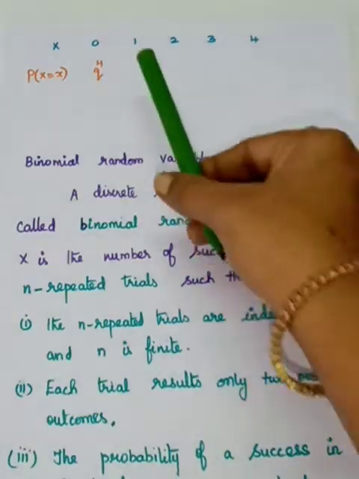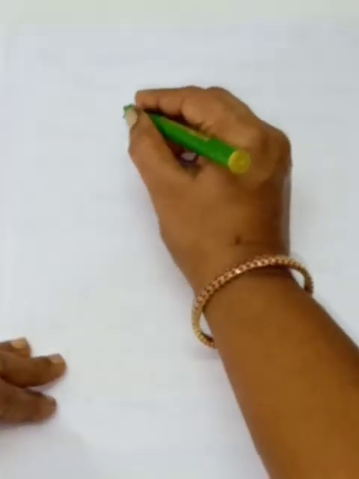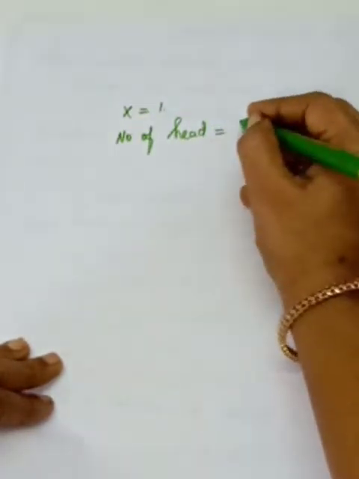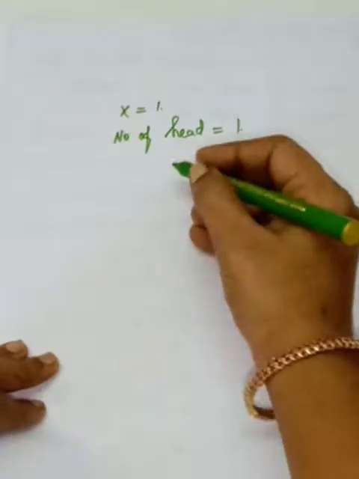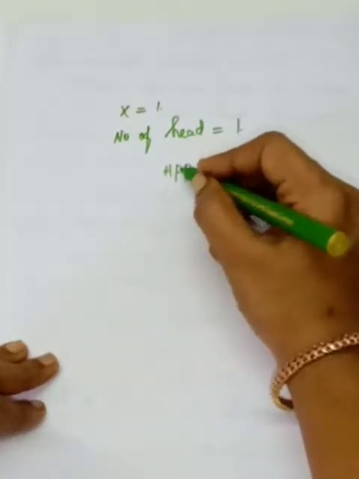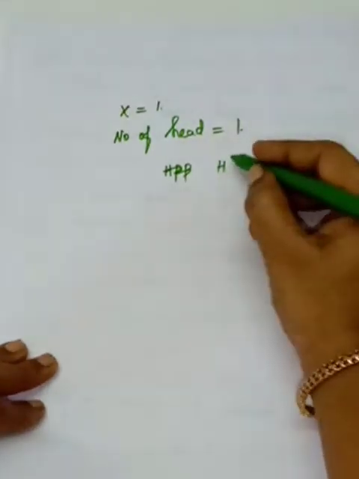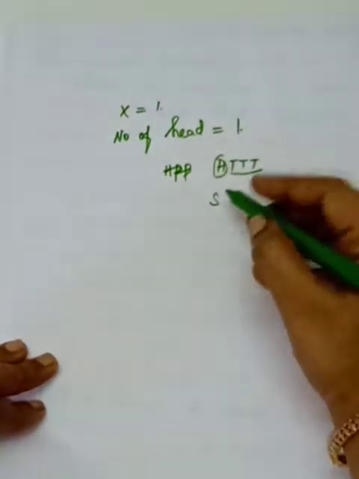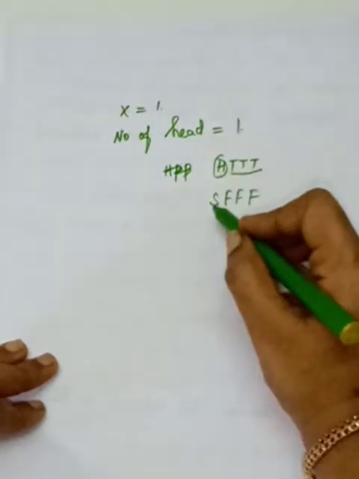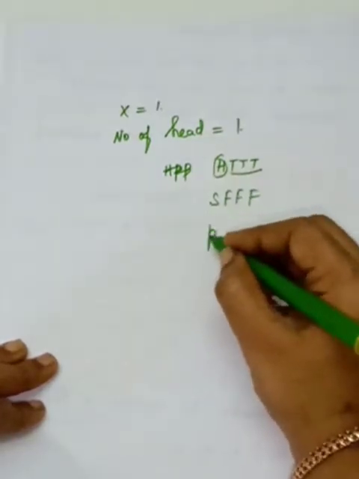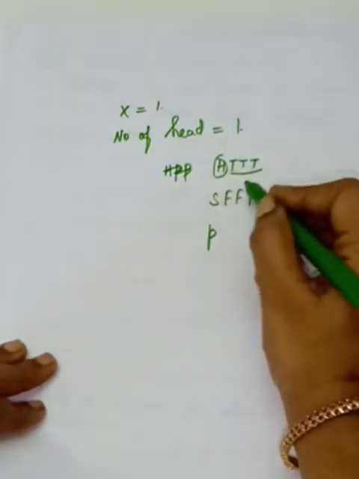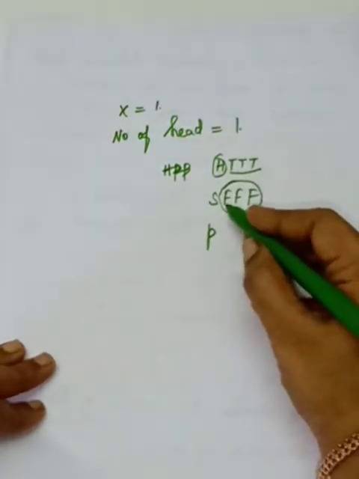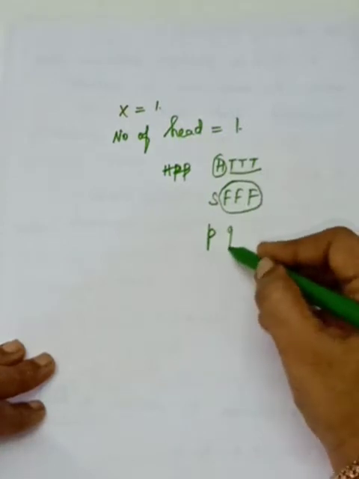Next, x is equal to 1. X equal to 1 means the number of head is 1. So only one time you are getting head, and the remaining times you are getting tail. Getting head is your success and getting tail is your failure. How many times are we getting success? Only one time, whose probability is p. And how many times are you getting failure? 3 times. So each time the probability of failure is q, so q into q into q, that is q cube.